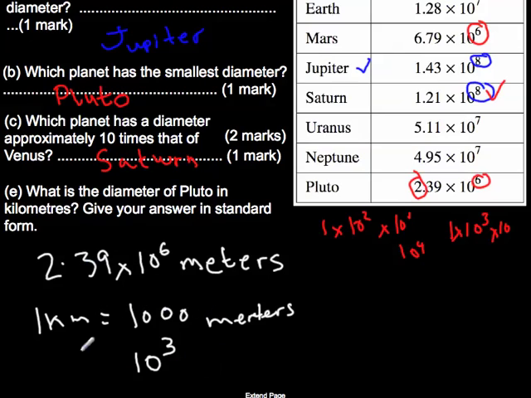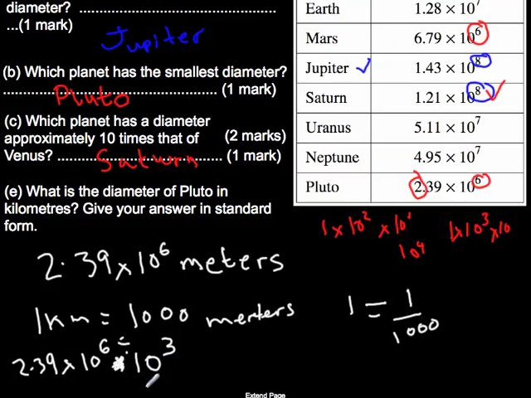So now we need to times that by 2.39 times 10 to the power of 6 times 10 to the power of 3, because we'll convert. Actually, sorry, that's a divide by, because 1,000 meters equals 1 kilometer. So 1 meter, if you move that 1,000 to the other side, you get 1 meter is 1 over 1,000 kilometers. So that's a divide.